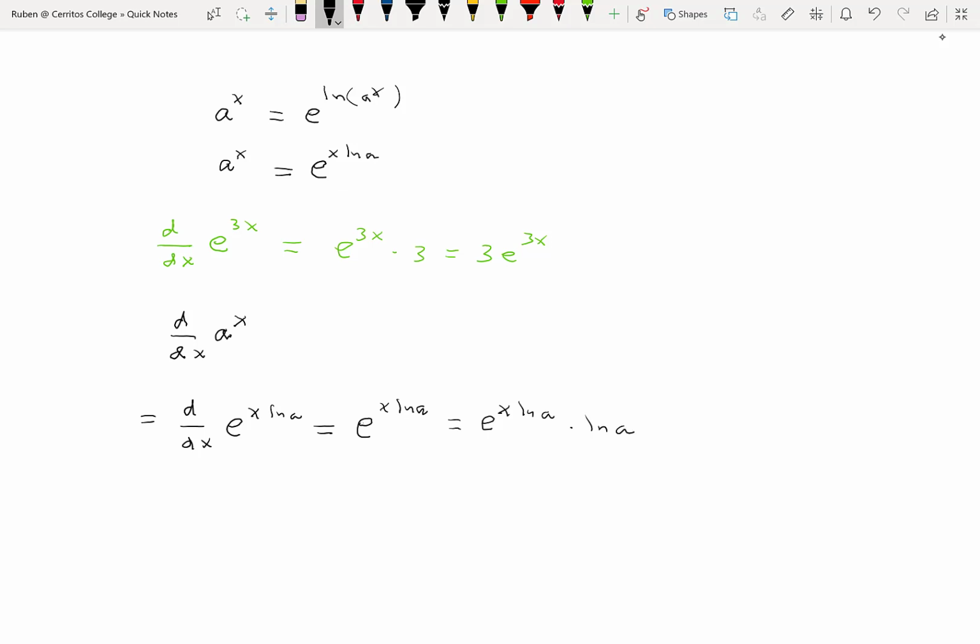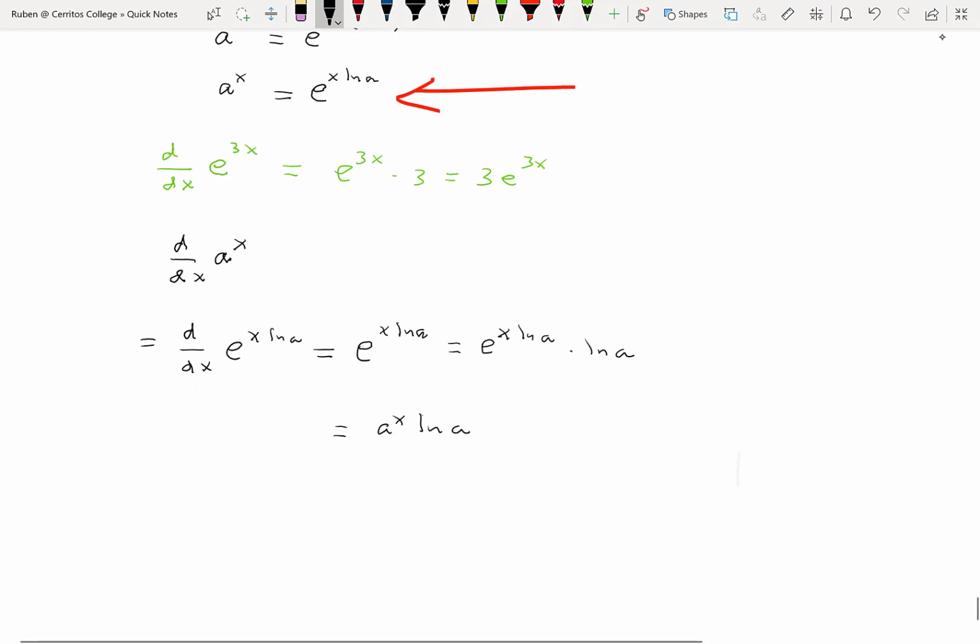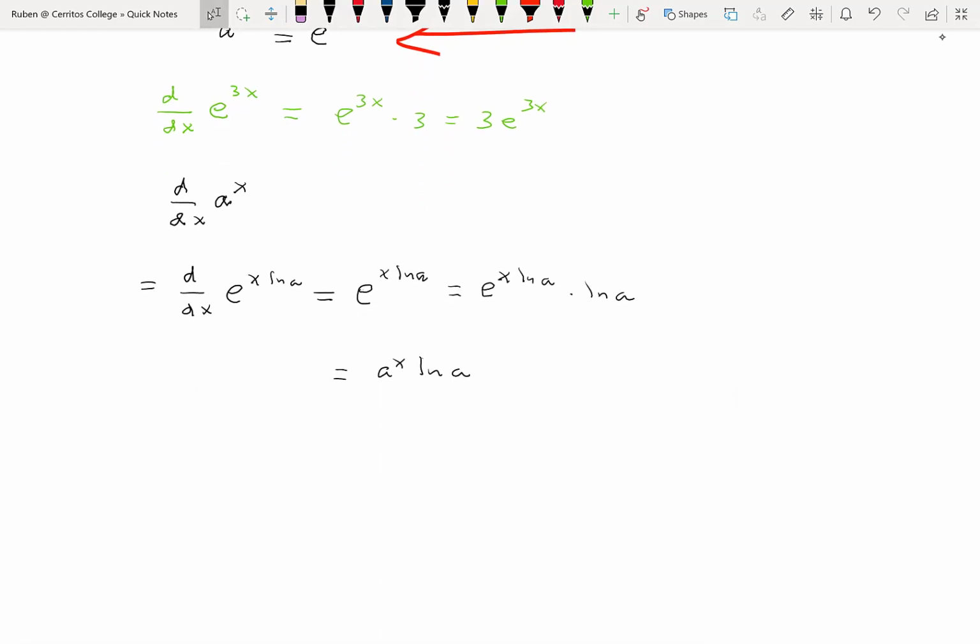Okay, but remember, e to the x ln a is just a fancy way of saying a to the x by the identity that I'm highlighting in red again above. So this is just a to the x times the natural log of a, and that's the first of a very few big formulas in this section. This says that the derivative with respect to x of a to the x is a to the x times the natural log of a.